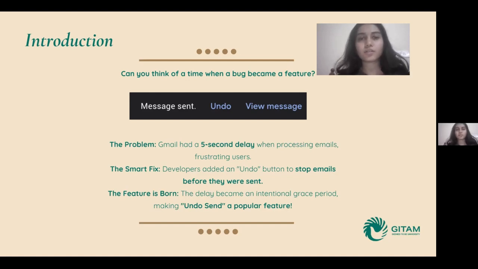Similarly, I wanted to talk about the scenario where Gmail was first getting started. When users went to send emails, it would occur with a 5-second delay. So it made the users frustrated, and how the developers dealt with it was they used this 5 second delay as a grace period and added an undo button to stop the emails before they were sent. This made the users think it's a feature rather than a bug and made the customer more satisfied. This was one situation where the bug was handled effectively and it didn't end up causing catastrophic damage.